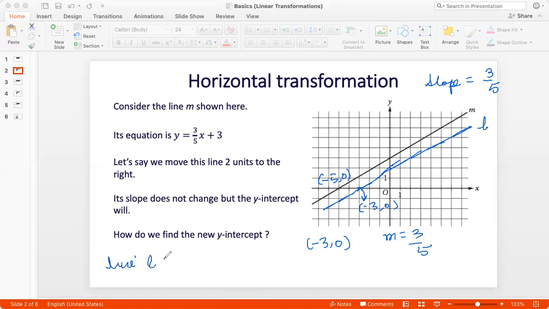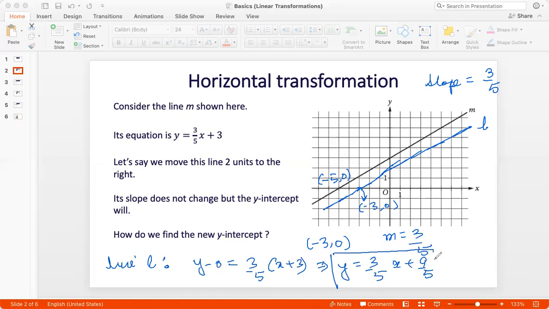So for line L, the equation would be y minus 0 is 3 by 5 times (x plus 3). That's how we can find the equation. So that gives me y is 3 by 5x plus 9 by 5. So this is the equation of line L. y is 3 by 5x plus 9 by 5.